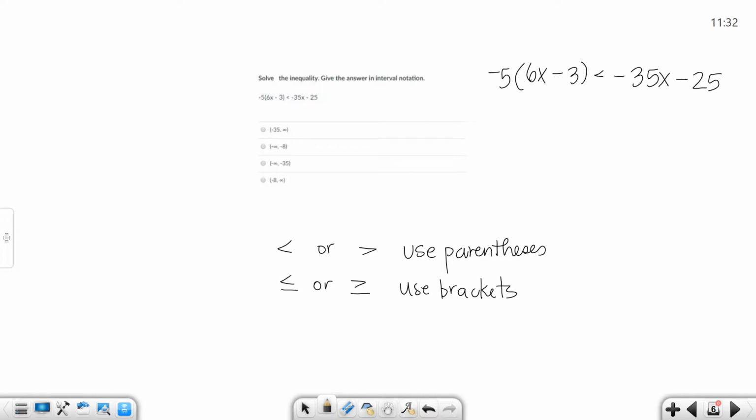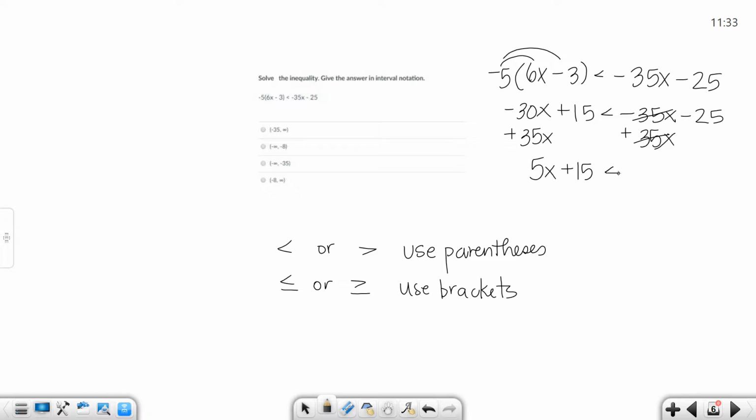Okay, so when we're working this one, I need to distribute through. Watch your signs. I get negative 30x plus 15 is less than negative 35x minus 25. To solve it from here, I'm going to add 35x to both sides. 5x plus 15 is less than negative 25. I'll subtract 15 from both sides, and 5x is less than negative 40.